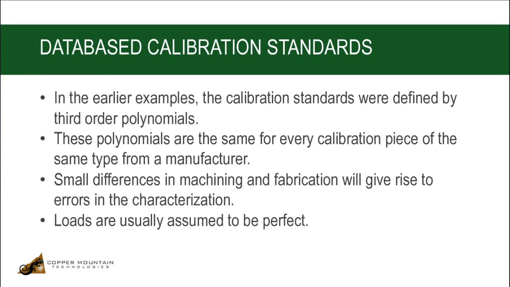Database calibration standards. In the earlier examples, the calibration standard, this one, is defined by third order polynomials for the short and the open, and the load is assumed to be a perfect 50 ohms. Well, is that exactly true? The polynomial is the same for the opens and the shorts for every one of these produced. So we're making the assumption that every one of these is perfectly machined and fabricated in the same way, and so that the polynomial characterization is correct for every single one produced. Well, that can't possibly be true. There will be small differences from one calibration piece to another, so the polynomial isn't perfect. Also, the load itself is assumed to be a perfect 50 ohm load, and we know that's not true.